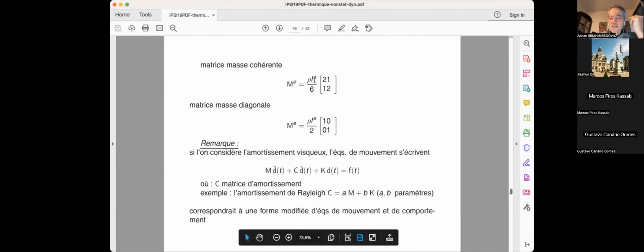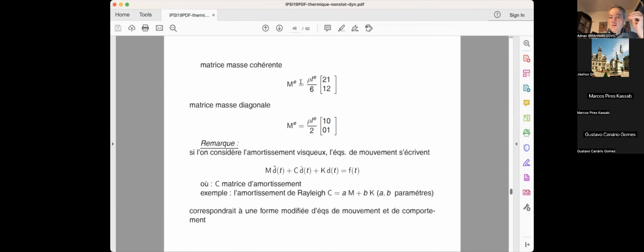You get your mass matrix in a consistent form, which is equal to rho, the density, times the length L of a particular element, divided by 6. And then here you have the form 2, 1, 1, 2. If you have a cross-section A, which is not equal to 1, then of course you would have everything multiplied by A, so A rho L_E.